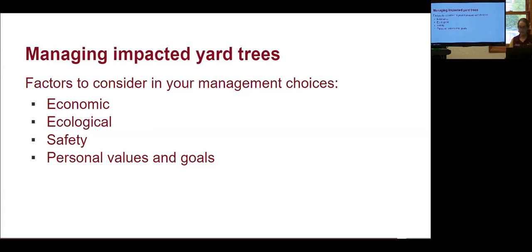As far as safety goes, if that tree falls, could it harm your property? Could it fall on your car, your garage? That's going to be a major factor in whether you wait and see or get it taken care of sooner. And then, of course, your personal values. Do you have really special meaning and attachment to a particular tree that you're going to focus a lot of resources on saving versus other trees that you might care less about for various reasons?